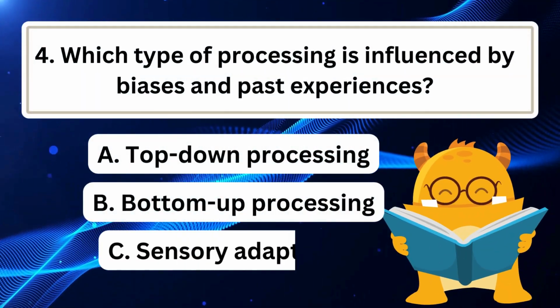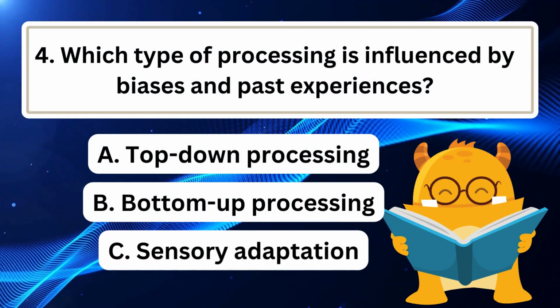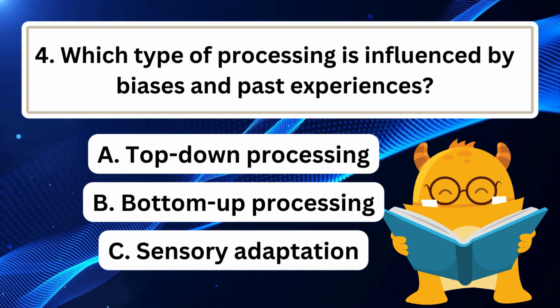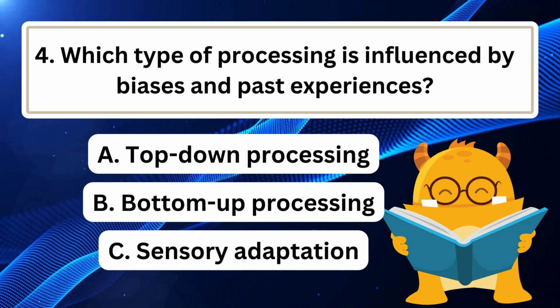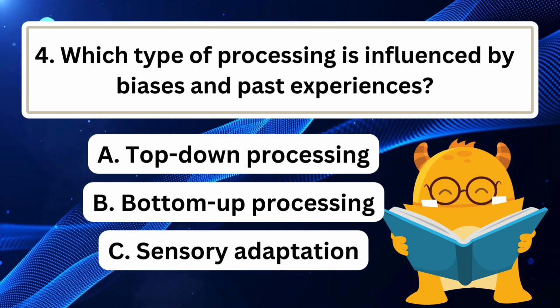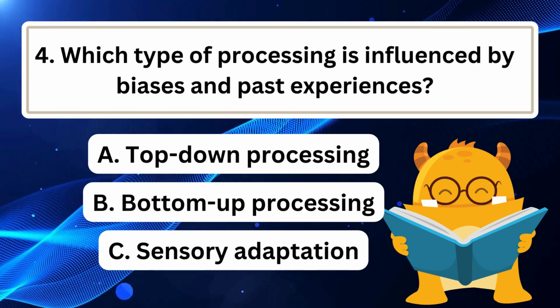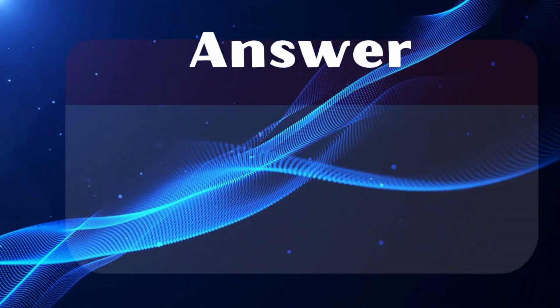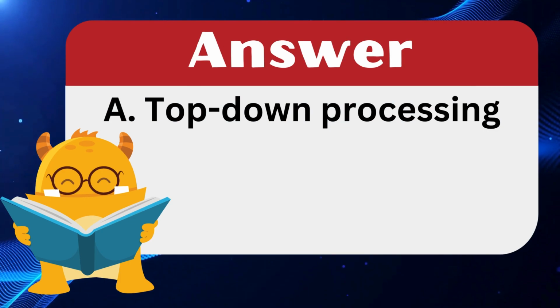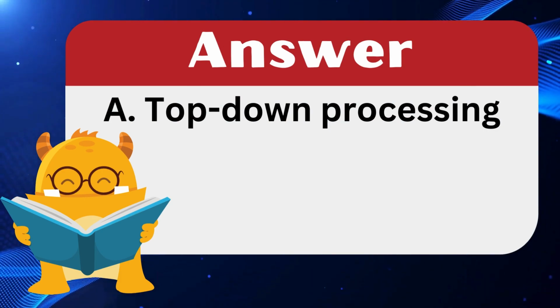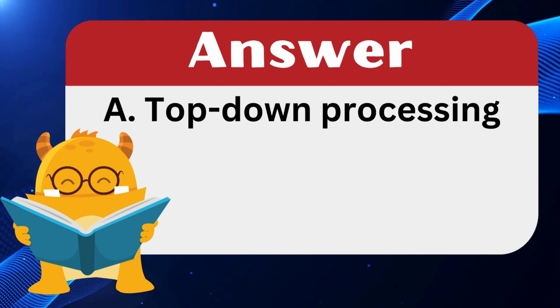4. Which type of processing is influenced by biases and past experiences? A. Top-down processing. B. Bottom-up processing. C. Sensory adaptation. A. Top-down processing. Top-down processing is influenced by biases and past experiences in interpreting perceptions.